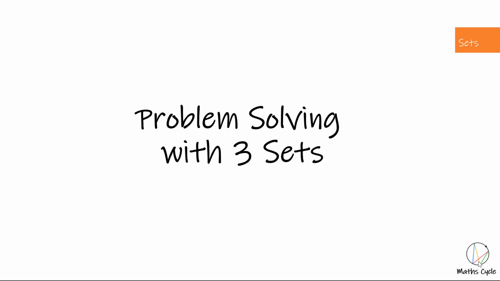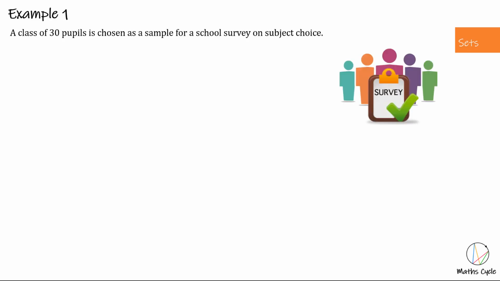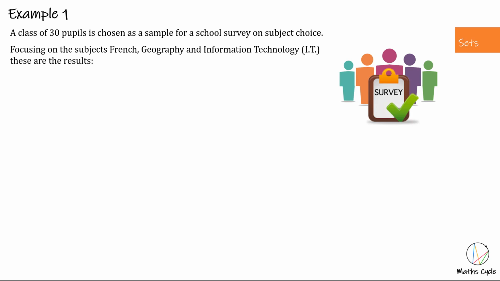Problem solving with three sets. Example 1. A class of 30 pupils is chosen as a sample for a school survey on subject choice. Focusing on the three subjects French, Geography and Information Technology (IT), these are the results.